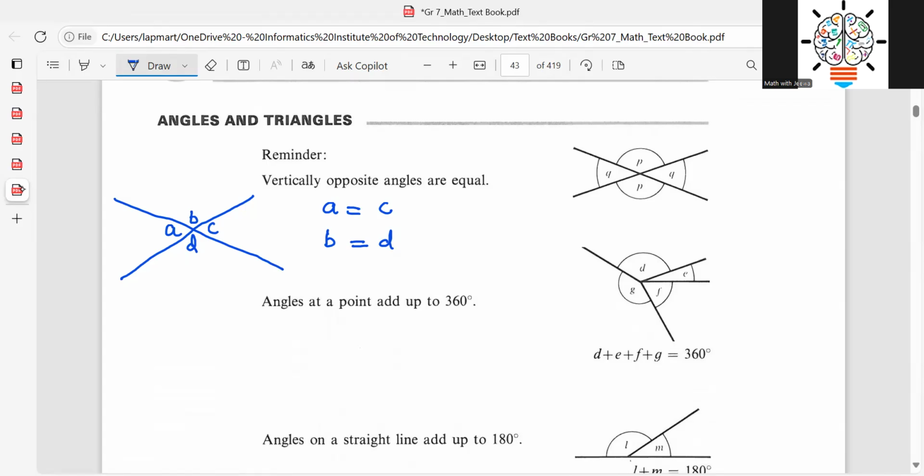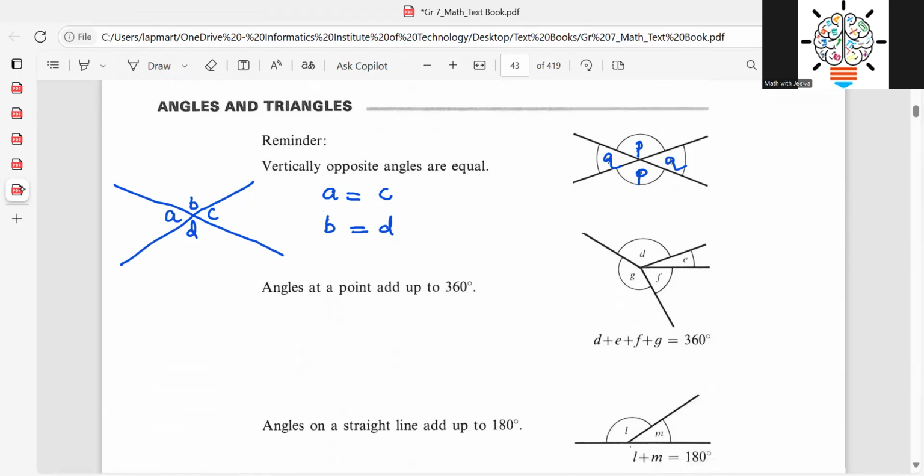So here, according to this, P is equal to Q. You can see the Q and P, right? They have given you the equal angles with the same letter, and we call these vertically opposite angles. And children, later I will explain how we are going to write these reasons in an answer.